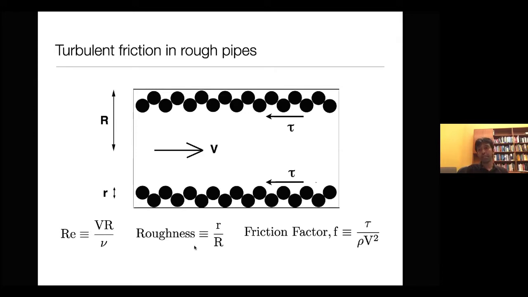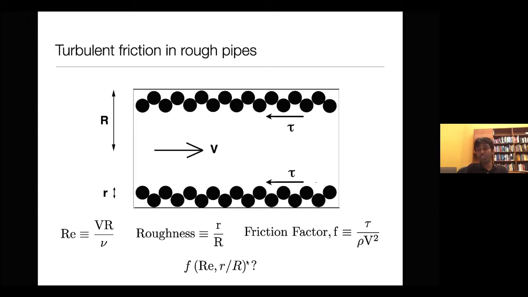There's a geometric parameter, which is the size of the roughness to the size of the pipe, which I'm just going to call roughness, small r over capital R. And what in the engineering literature is generally known as the friction factor, small f, is the shear stress made dimensionless using the kinetic energy of the flow. These are the three dimensionless parameters that mainly characterize this problem. And what we know is that this friction factor is a function of Reynolds number and roughness.